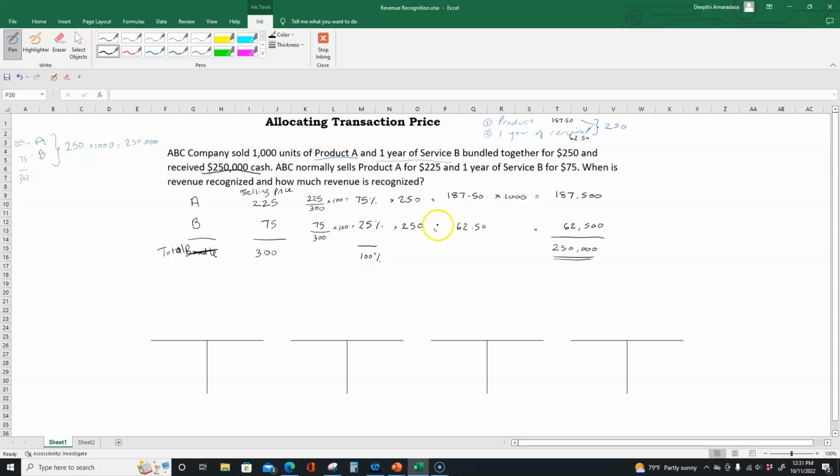Another option you could do is, instead of multiplying these percentages by 250, you can multiply these percentages by the entire 250,000 and you would still get the final answer here. Now let's see how this would be recorded. On the date of sale, we know that the company received $250,000 cash. So the cash account would be debited for $250,000.